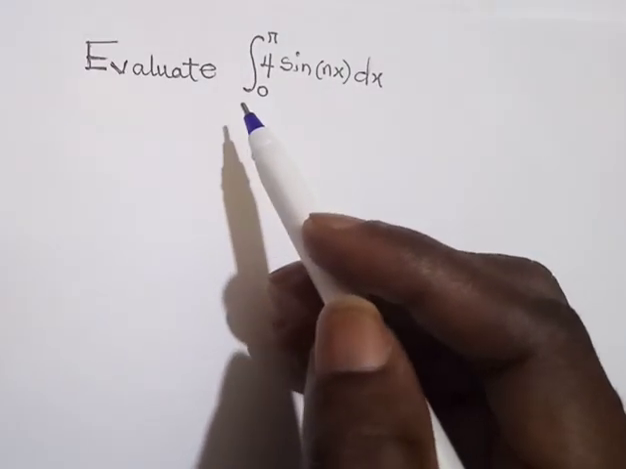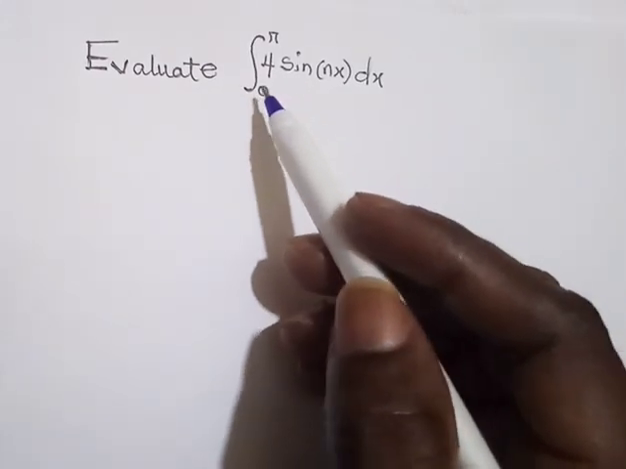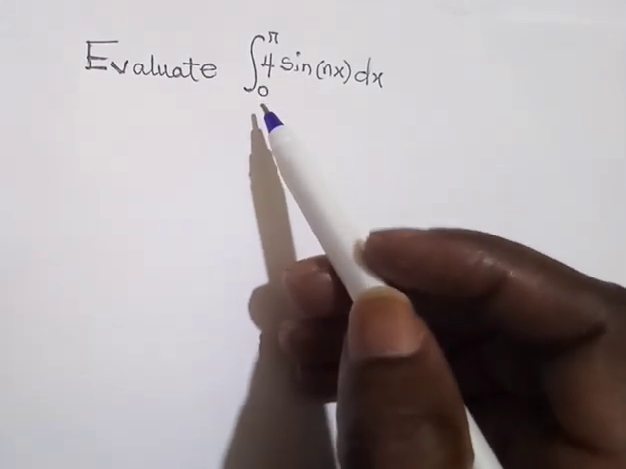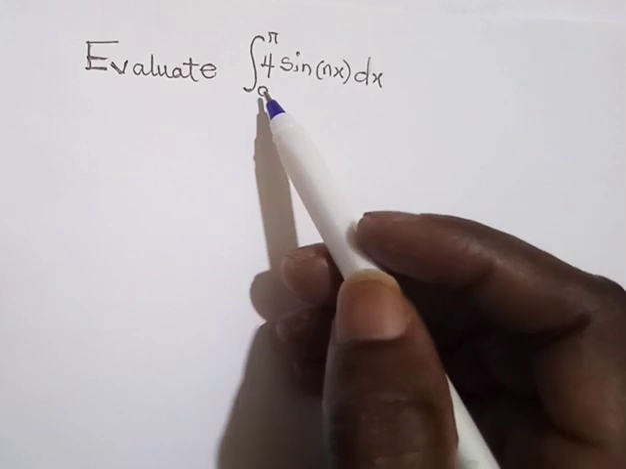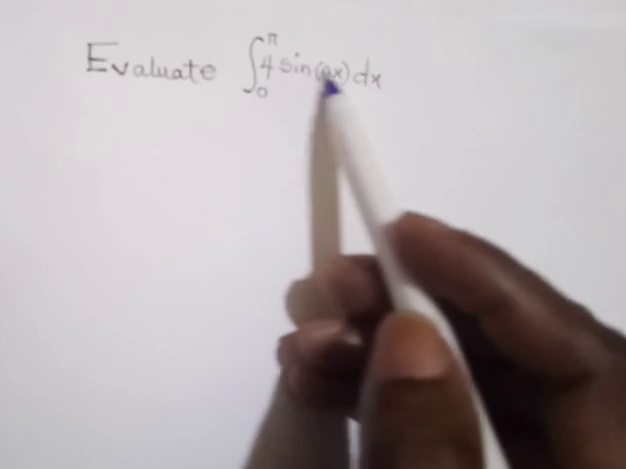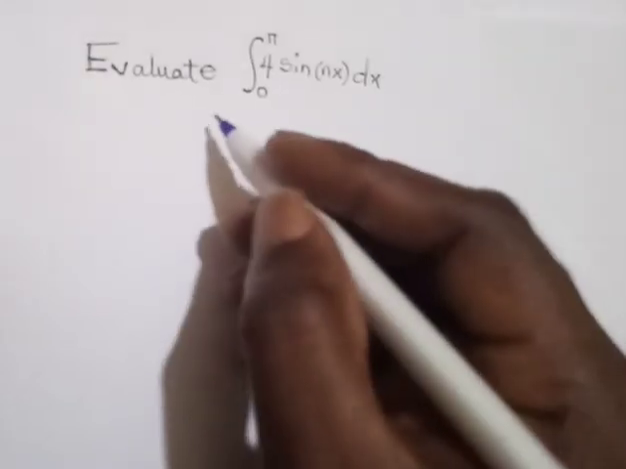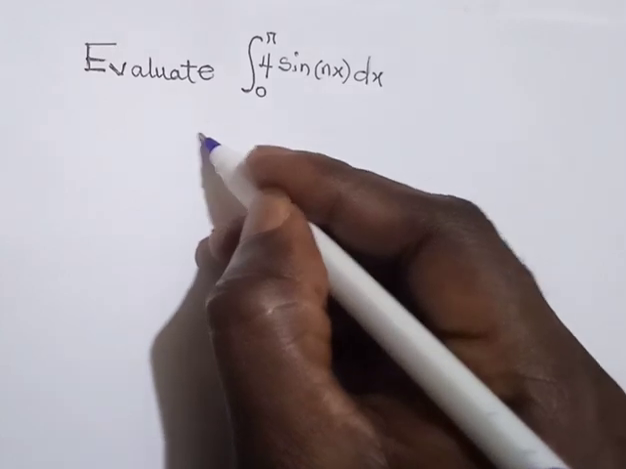So we are to evaluate this question. This is a definite integral, so we have the interval 0 to pi. First of all, we have to integrate this, then after that, we substitute our interval. So let's start with our solution.